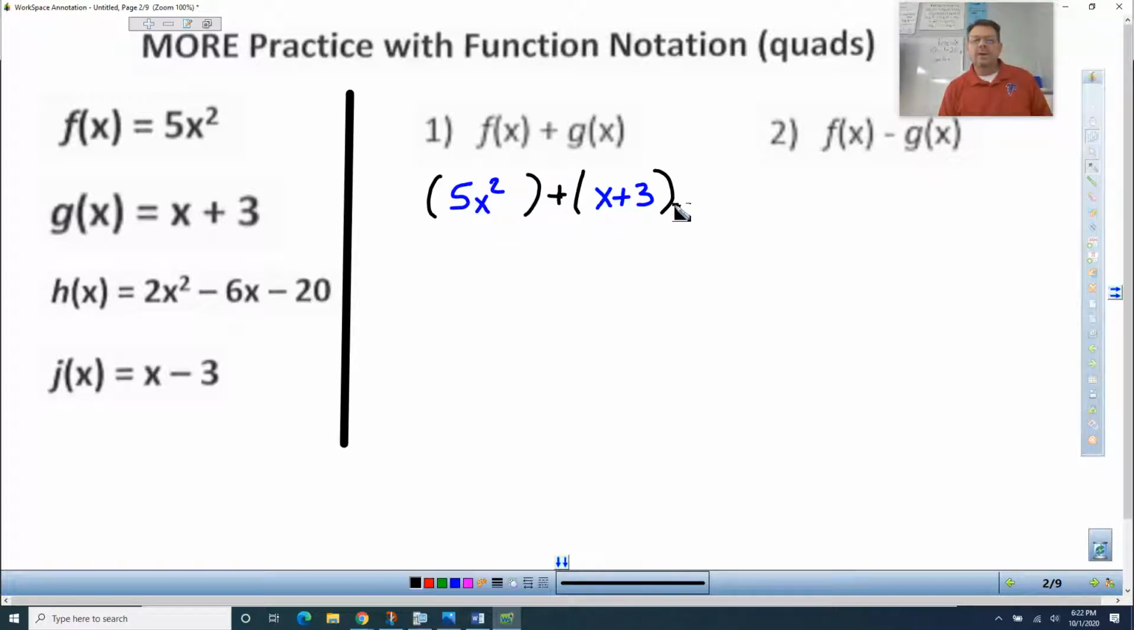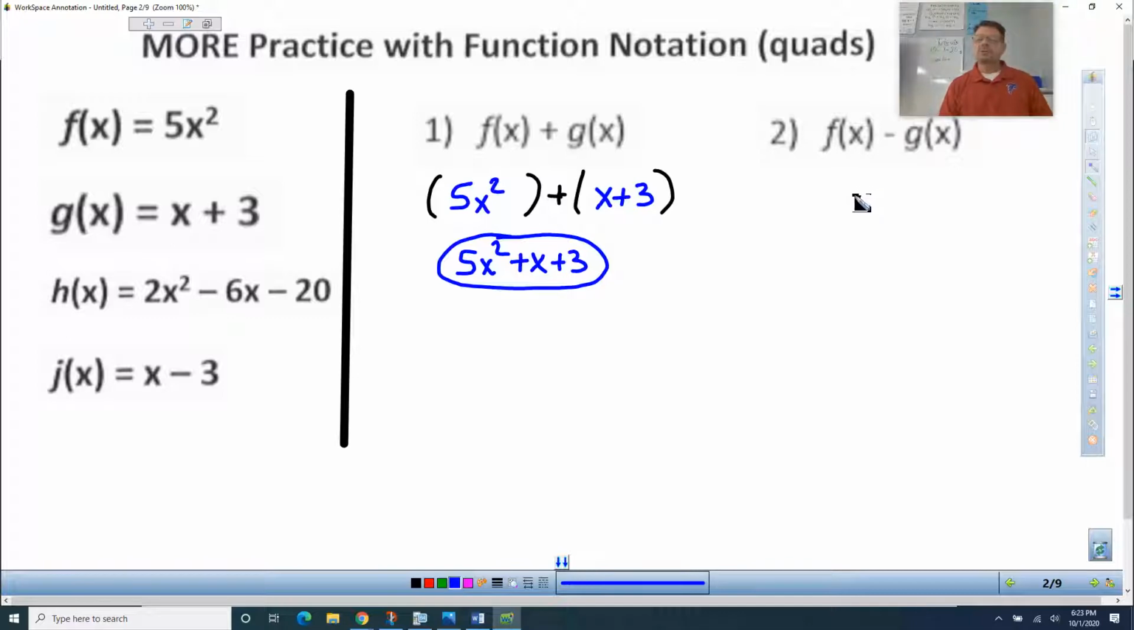Now, can we simplify this any further? Are there any like terms, or is it just adding? No. So what I will do is rewrite it one more time: 5x squared plus x plus 3, and then give it a big circle. And that's it. We're not solving for anything. All we did was add these two functions together, and that's what we got.